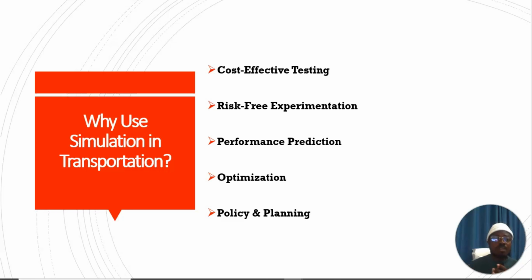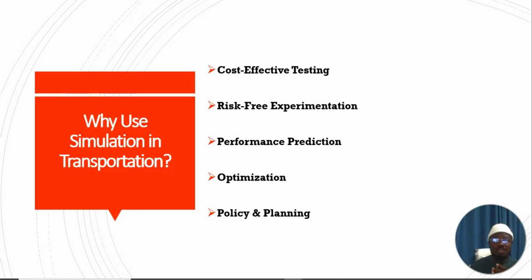The second point is risk-free experiment. Test extreme scenarios. It helps us to be able to test extreme scenarios. There is no way we'll be able to look into this point without looking into accidents or disasters. This helps us to have a good understanding because we cannot say, okay, let's set up a disaster or let's set up an accident because we want to see how we are going to react to it.